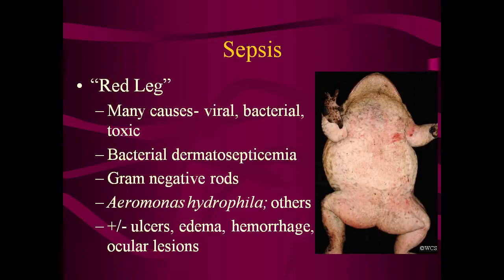Sepsis is commonly diagnosed in frogs. The colloquial term for the condition is red leg, as many animals become hyperemic on the ventrum and ventral legs. There are many different causes of both ventral hyperemia and sepsis, including viral, bacterial, and chemical etiologies, and often the infections are secondary to immunosuppression. However, the common classic presentation is due to septicemia from gram-negative rods, including Aeromonas species. In addition to ventral hyperemia, ulcers, edema, hemorrhage, and ocular lesions may be seen.